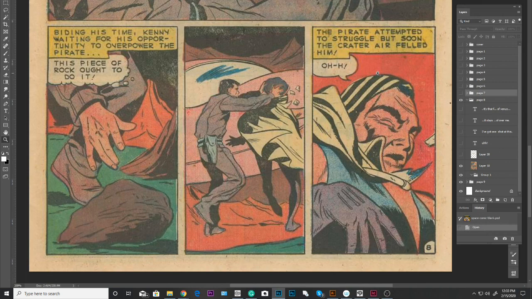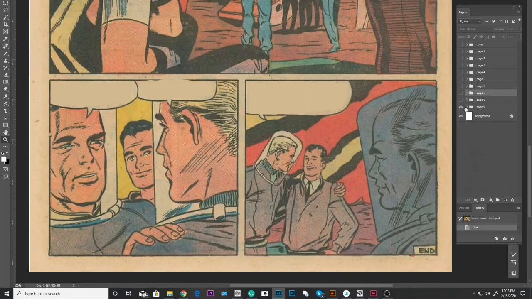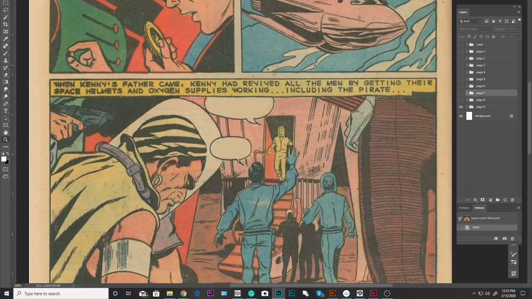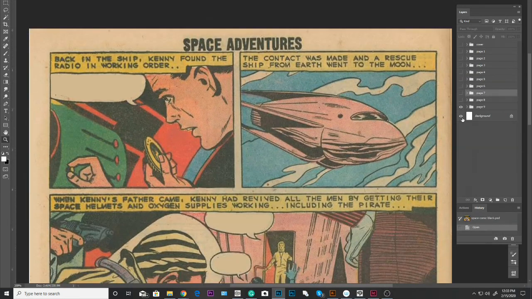All right, the pirate attempted to struggle, but soon the crater air failed him. So I think I might have had the same thing, but I spelled it differently. All right, last page. Let's see how this whole thing wraps up.